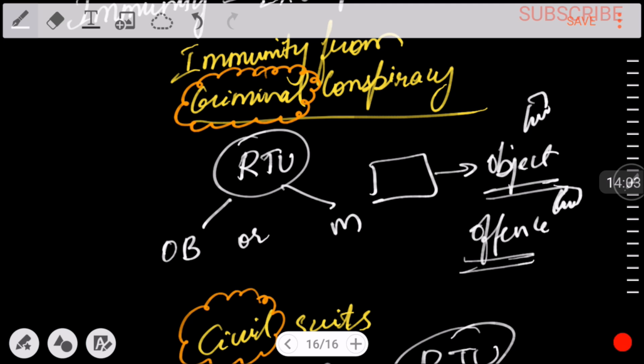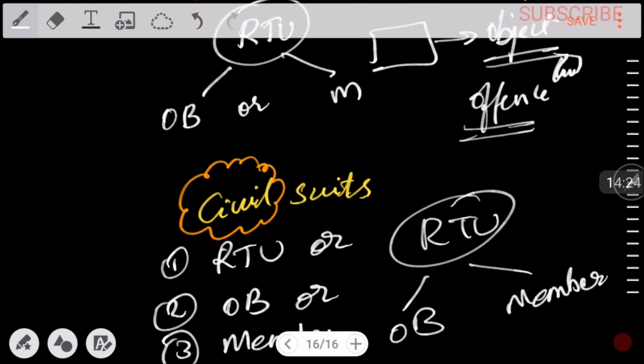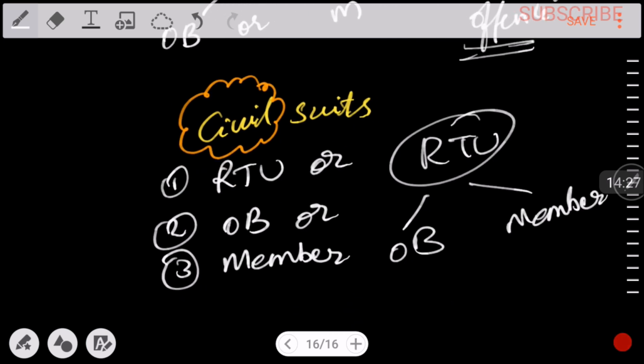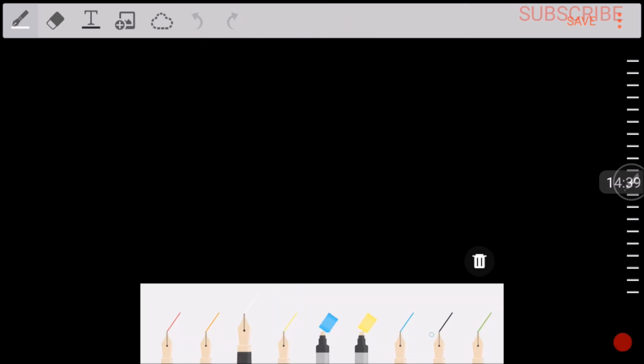Immunity from criminal conspiracy. No office bearer or member of a registered trade union shall be liable to punishment in respect of any agreement made between the members for the objects of the trade union. If the agreement is for the object of the trade union, then the office bearer or the member is not liable. If the agreement is to commit an offense, then the office bearer or member is liable. Civil suits, immunity from civil suits. To whom is such immunity available? Such immunity is available to the registered trade union, its office bearers, and its members.